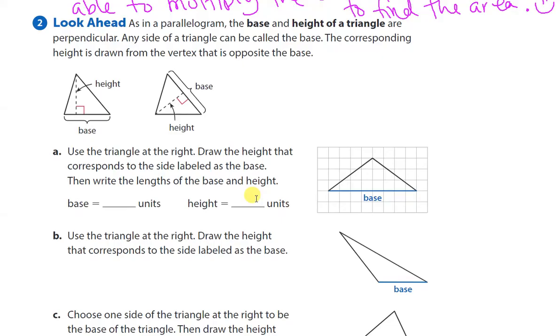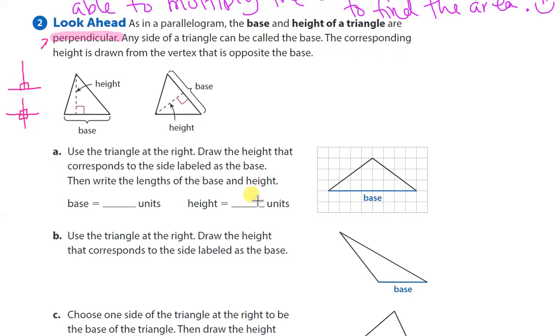As in a parallelogram, the base and the height of the triangle are perpendicular. Remember, let's give ourselves a little reminder over here what perpendicular means. Perpendicular means they create a 90-degree angle. It's the opposite of parallel. So these two lines are perpendicular, all these 90-degree angles that they make. So it basically means they go the opposite direction.